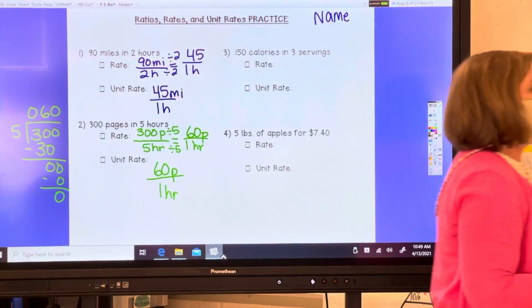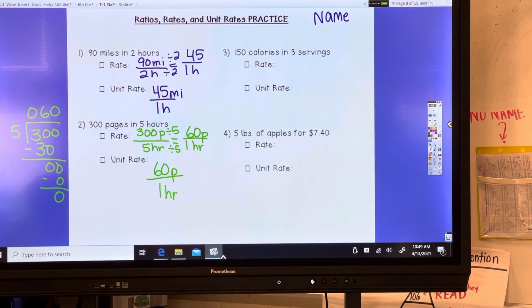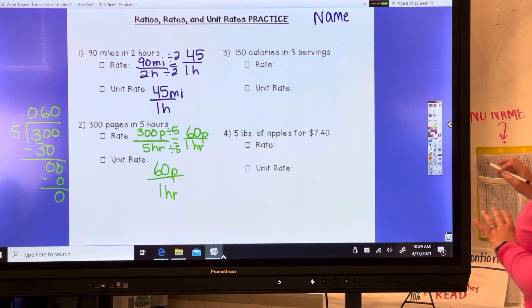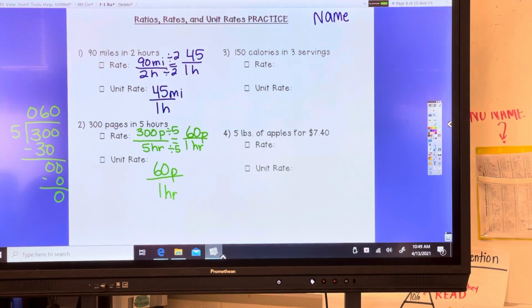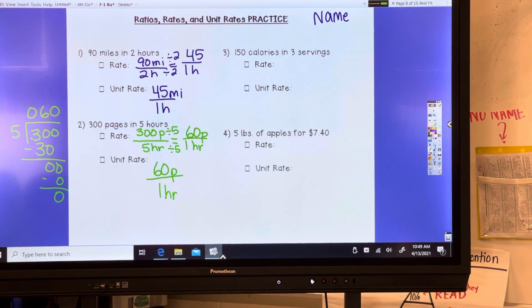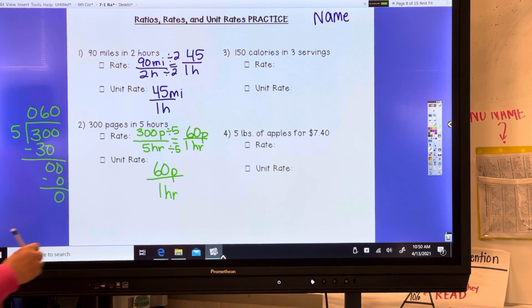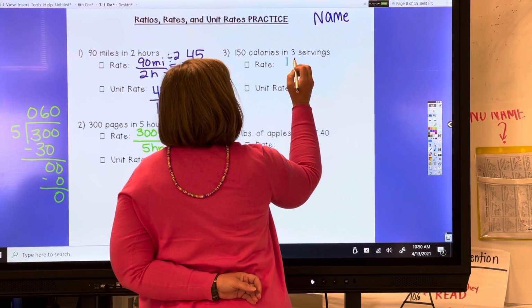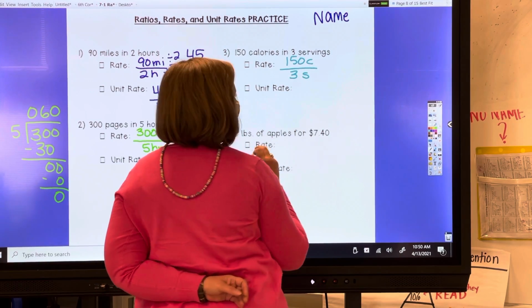All right, let's look at number 3. I want you to write the rate for number 3 and stop. How will we write the calories? All right, what is the rate? 150 calories in 3 servings. The rate is 150 calories over 3 servings.